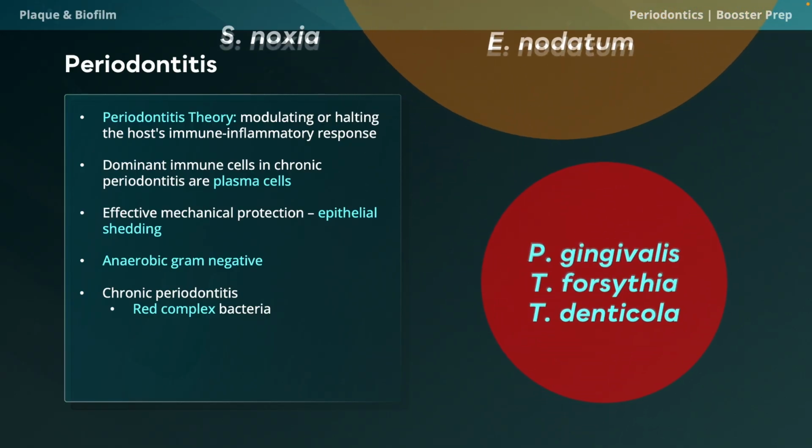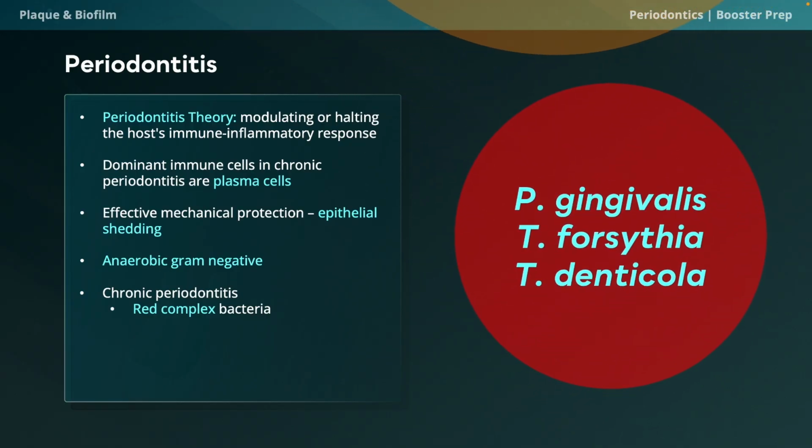And then lastly, and most importantly, we get to the red complex. This is what causes the disease. So these bacteria appear last and are linked to periodontitis. They include Porphyromonas gingivalis, Tannerella forsythia, Treponema denticola. Those are the three ones that you definitely need to know.